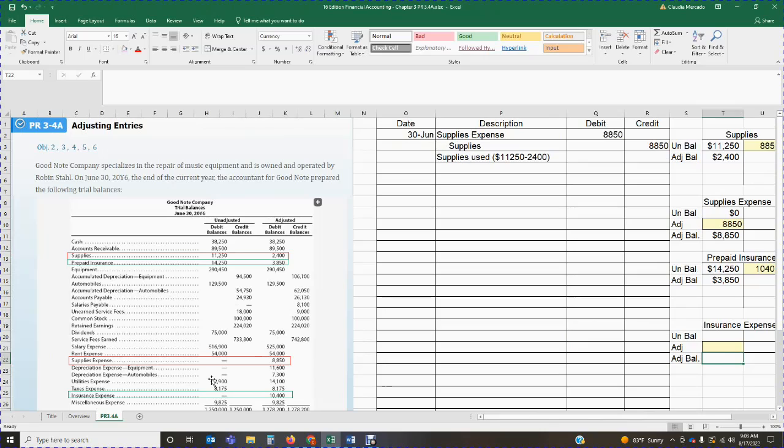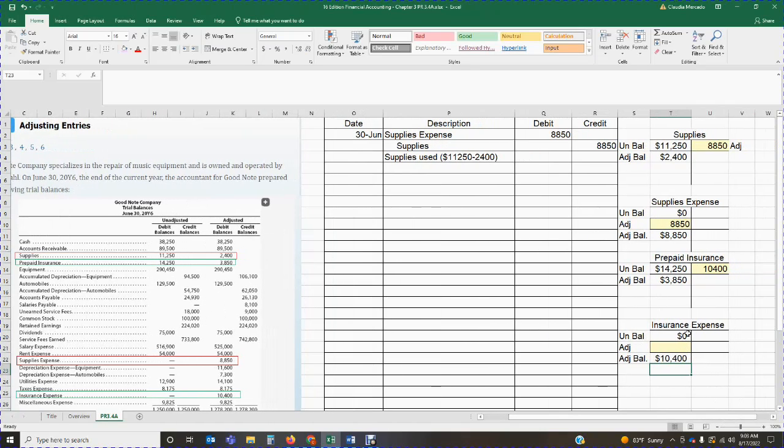Let's look at our insurance expense. Insurance expense started off with 0. My ending balance was $10,400. So what does that mean? That means that my insurance expense didn't have a balance before this period, but then it ended up with $10,400. So my insurance expense increased by $10,400. How do I increase it? By making a debit adjustment of $10,400. So I've got a debit to my insurance expense for $10,400 and a credit to my prepaid insurance for $10,400.